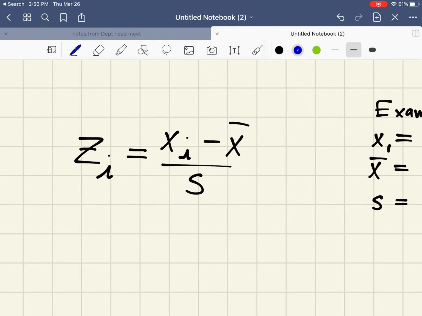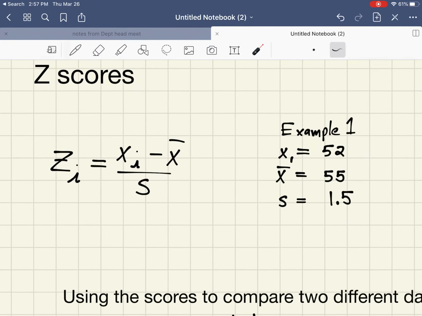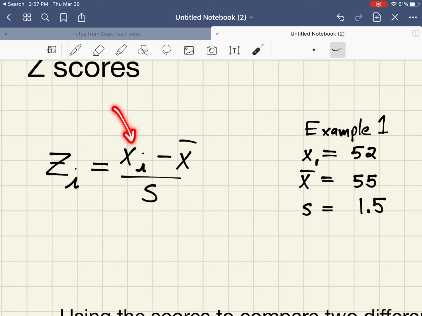We have z sub i. The i is just for any item in your data set, first, fifth, 100th, whatever term you're looking at, and it's associated with that same data number or data point. So this is the actual score from the data. This would be the mean, and this would be the standard deviation. As long as you have those three things, like I have here, we're going to plug them into our formula to get our z-score.